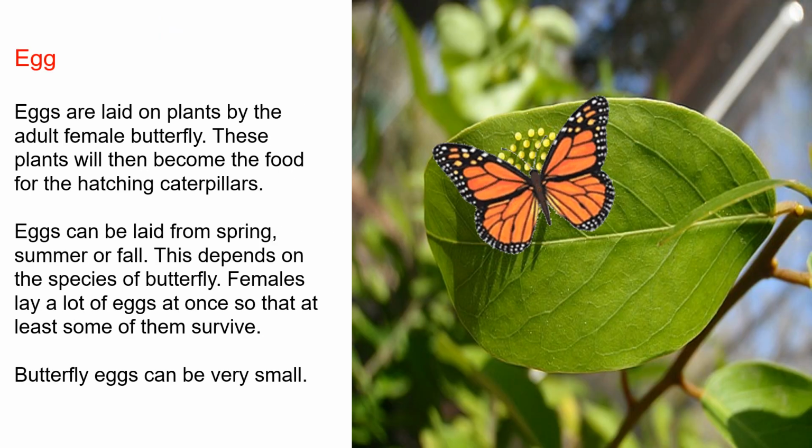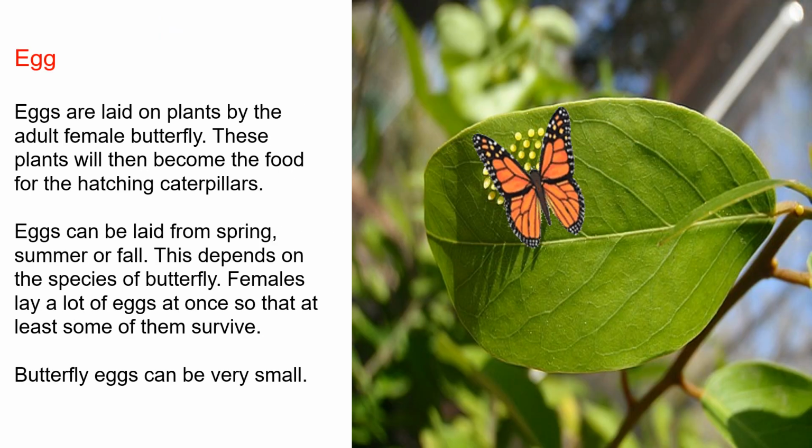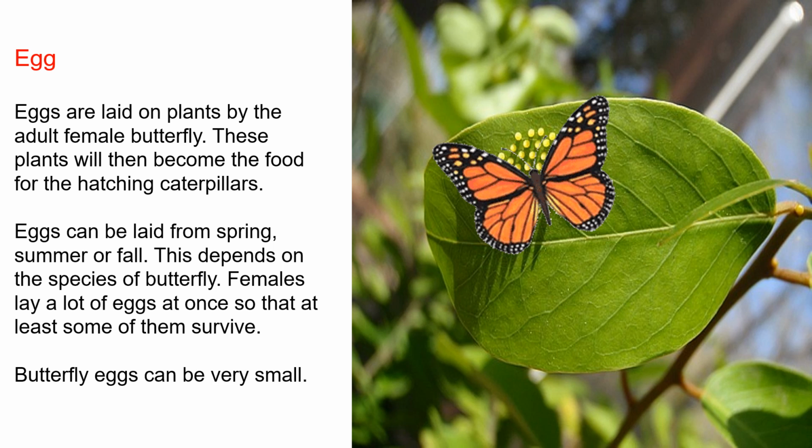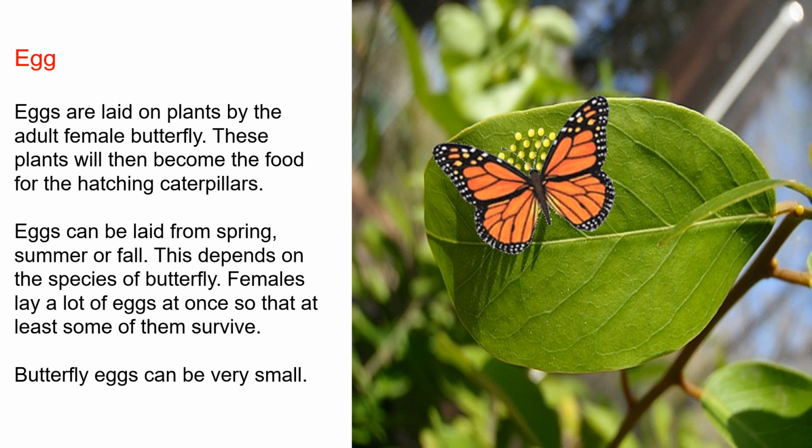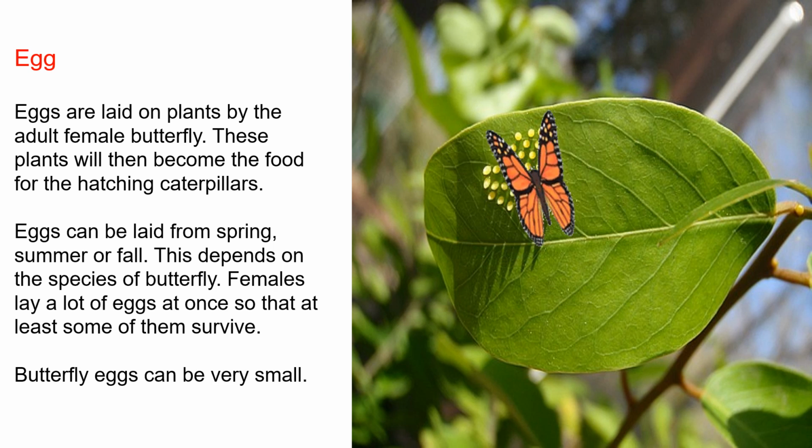Egg. Eggs are laid on plants by the adult female butterfly. These plants will then become the food for the hatching caterpillars. Eggs can be laid from spring, summer, or fall. This depends on species of butterfly. Females lay a lot of eggs at once so that at least some of them survive. Butterfly eggs can be very small.